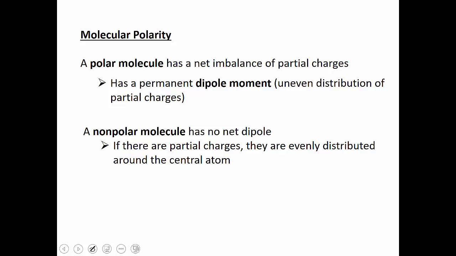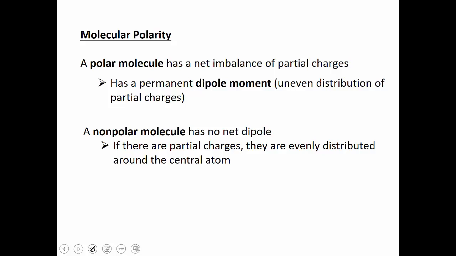A nonpolar molecule has no net dipole. This can occur one of two ways. Either all of the bonds that make up that molecule are nonpolar themselves, so they don't have any partial charges, or more commonly, you have polar bonds that are arranged in such a way that the partial charges are evenly distributed. So there's no one area of the molecule that is partially negative as compared to another area that's partially positive. So how do we determine the polarity of a molecule?